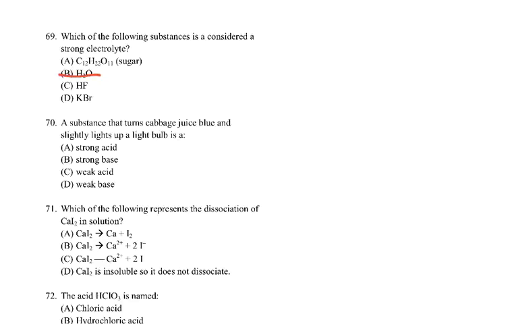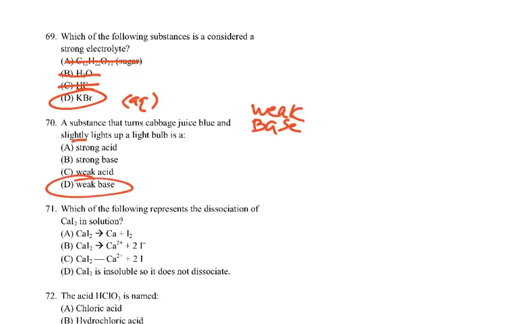Well, water is a very weak electrolyte. Sugar, that's a non-electrolyte. HF, that is weak, and we can tell that because our chart lists the strong acids. So if it was like HCl, that would be strong, but HF is weak. KBr, that's soluble. If you look it up on the chart, it'll say aqueous, and aqueous things are strong electrolytes. A substance that turns cabbage juice blue, so it's a base, and it lights up slightly. So slightly lights up, that means it's going to be a weak base. So we need a weak base. Here it is, answer D.